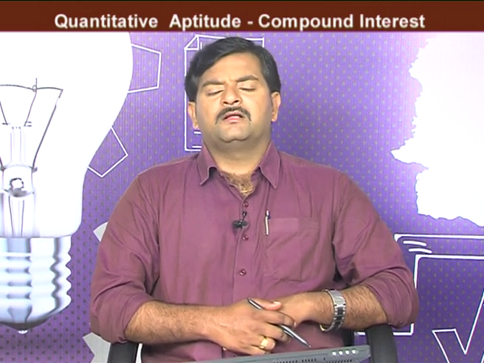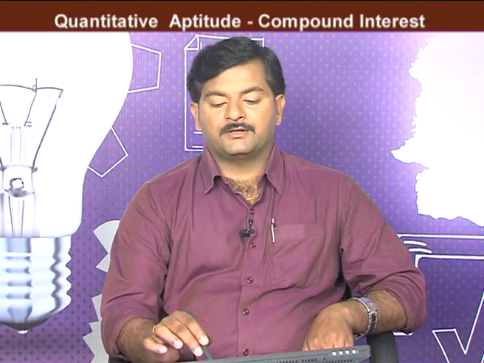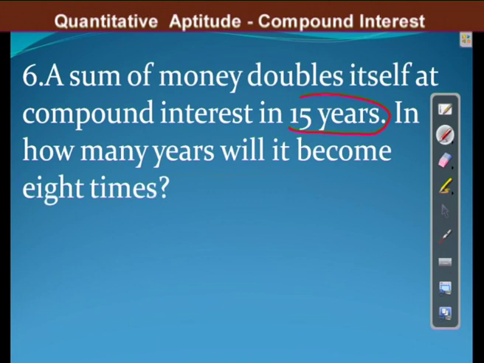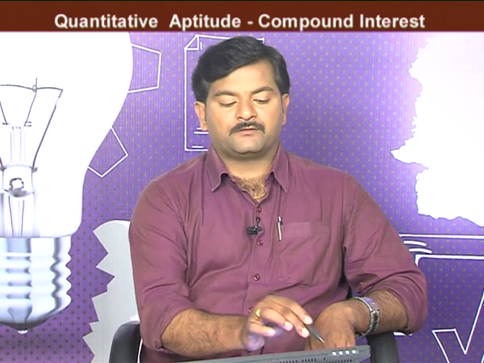Either you can simply use the formula, A is equal to P into (1 plus R by 100) whole power n, or you can think logically. A certain sum of money doubles itself at compound interest. In how many years? 15 years. Just keep the points. Time is given as 15 years, and the borrowed amount doubles itself. And how many times do we require? 8 times. From this we can solve this question very easily.